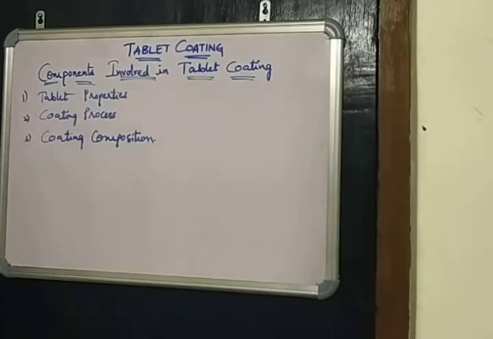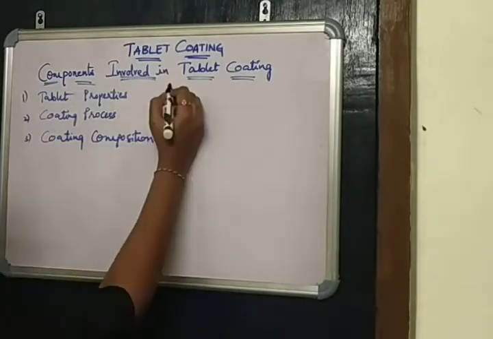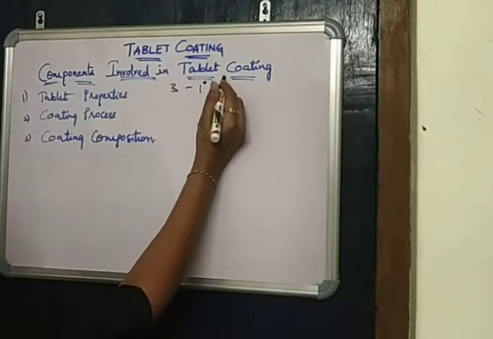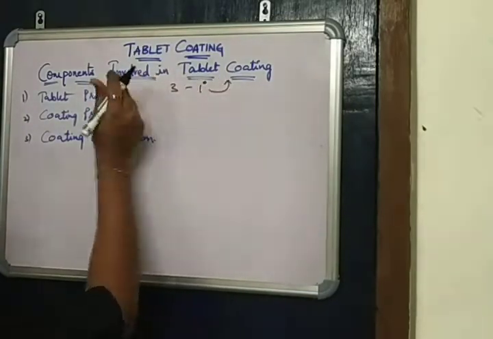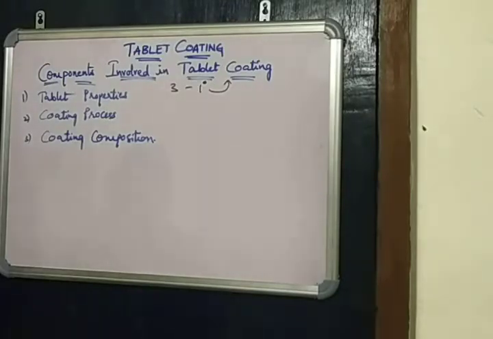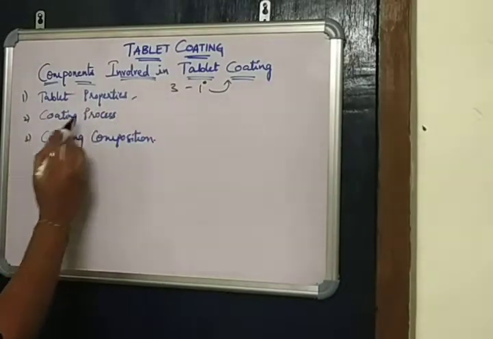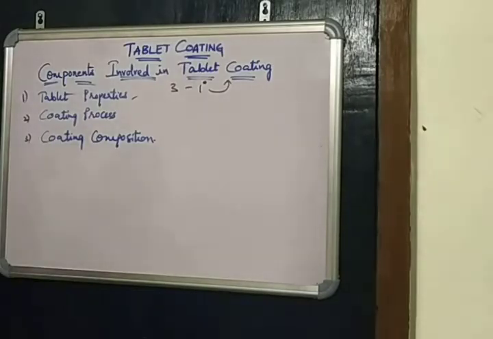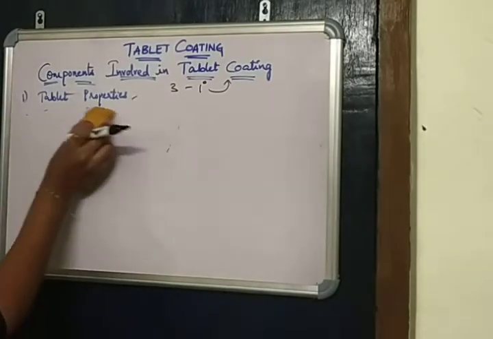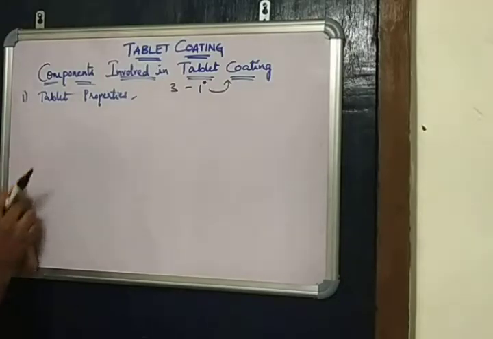Hi everyone. In today's session, we discuss tablet coating. The topic is the components involved in tablet coating. There are three primary components: the first is tablet properties, the second is the coating process, and the third is coating composition. In today's session, we discuss the first component, tablet properties.